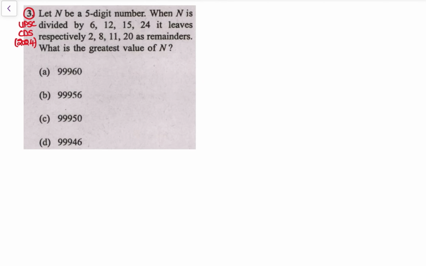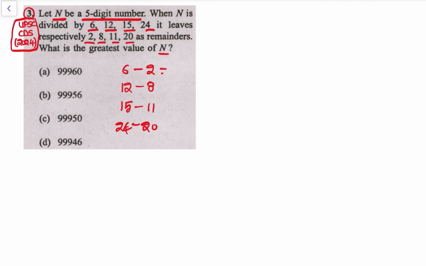Now let's see this question asked in UPSC CDS 2024. Let n be a 5-digit number. When n is divided by 6, 12, 15, 24, it leaves remainders 2, 8, 11, 20 respectively. What is the greatest value of n? See, divided by 6 leaves remainder 2, divided by 12 leaves remainder 8, 15 remainder 11, 24 remainder 20. See, the common difference is 4, 4, 4, 4.